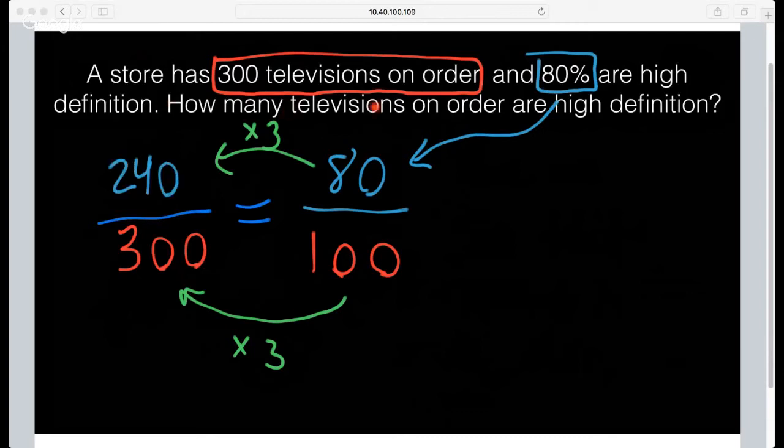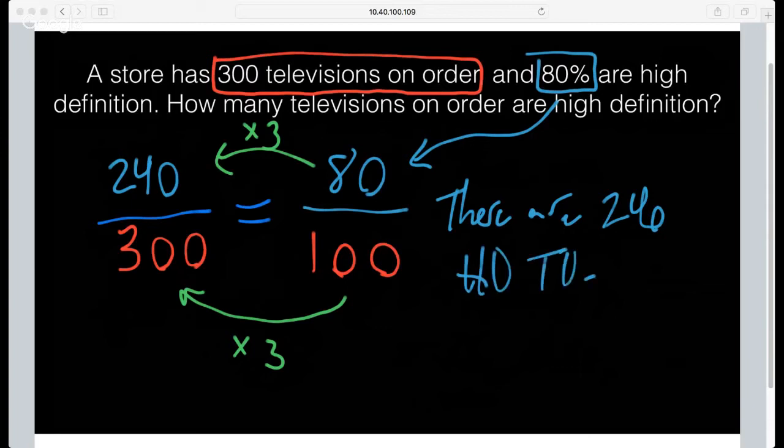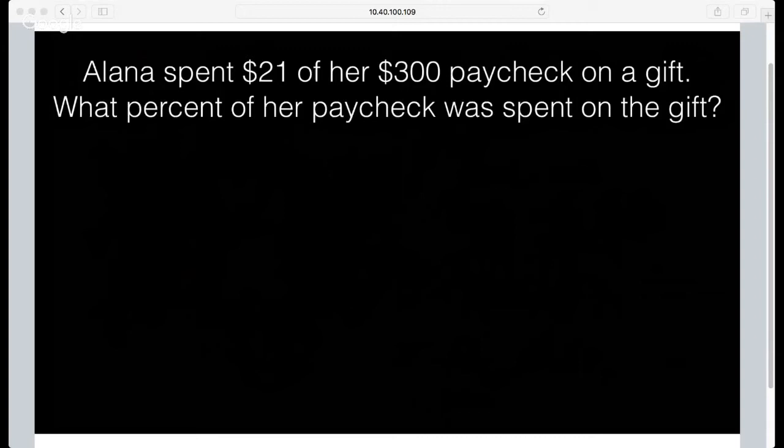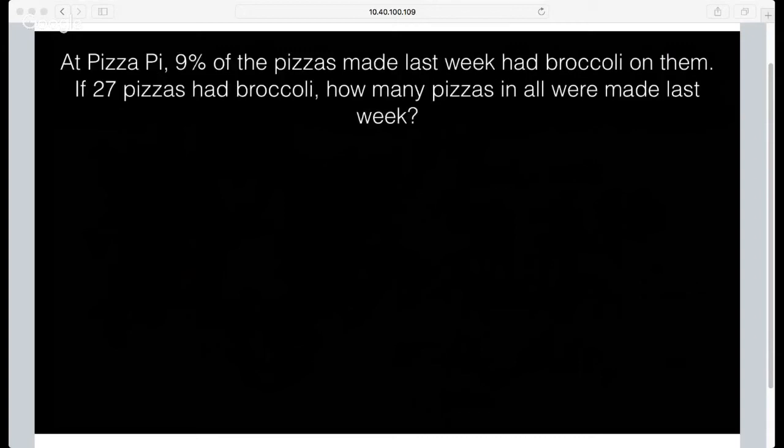So how many televisions on order are high definition? Well, 80% of them, of this total 100%, which is equivalent to 240 of the 300, are high definition. So there are 240 HD TVs. I'm just going to shorten it for time's sake. All right. Let me skip ahead to one last problem.